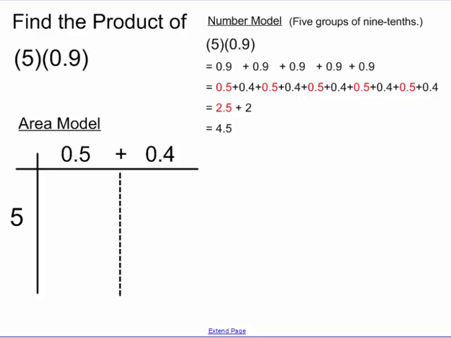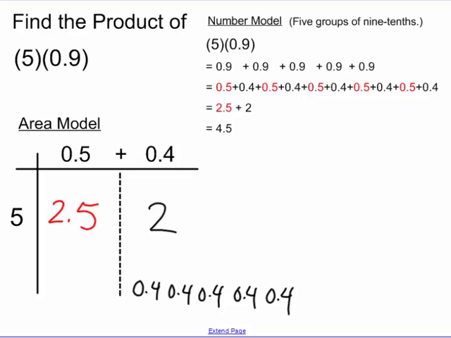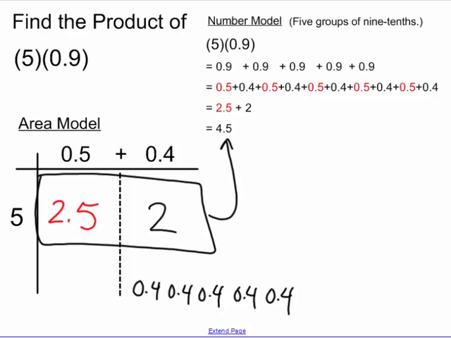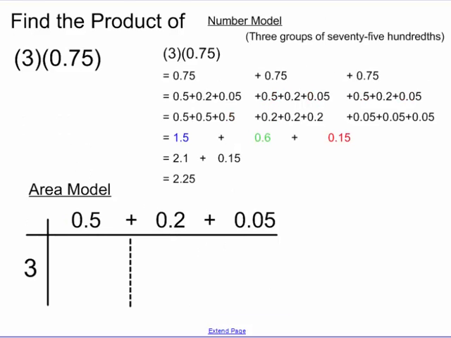Find the product of 5 times 0.9 or 5 times 9/10. So I have 5 groups of 9/10. I have my number model answer up here. 5 groups of 1/2 or 5/10 would be 2.5 or 2 and 5/10. 5 groups of 4/10. Okay, and that's where we've got to be careful. So I have 5 groups of 0.4, and you can see this in the number model up above. When I total all of those up, I end up with a 2, or 20/10, if you want to think of it that way. When I add those two together, I still get the same value of 4.5 or 4 and 5/10. I know it's tricky. Bear with me here. We'll get it.